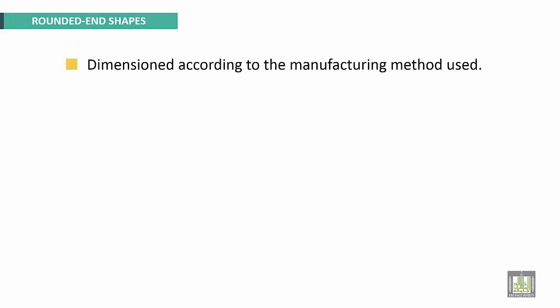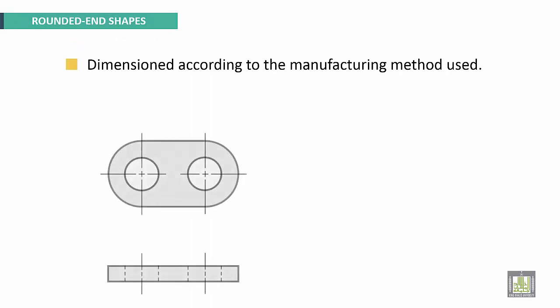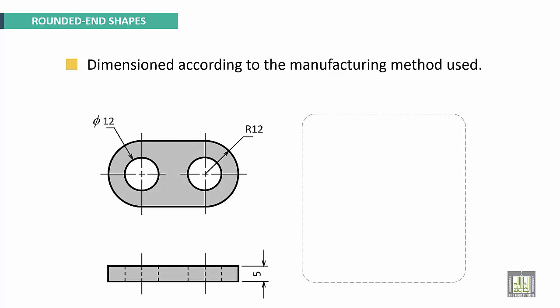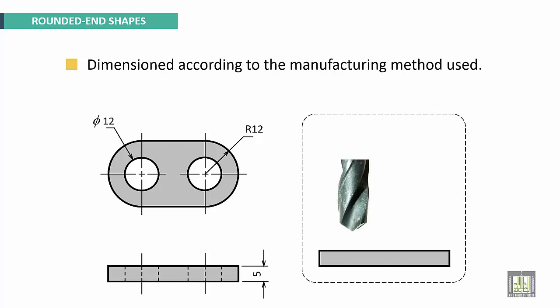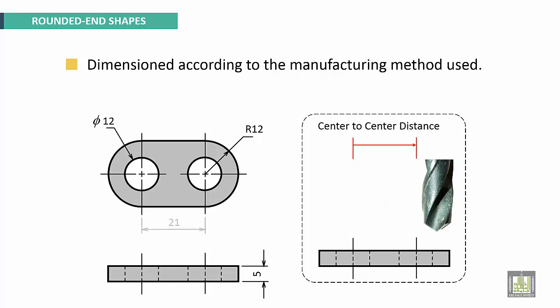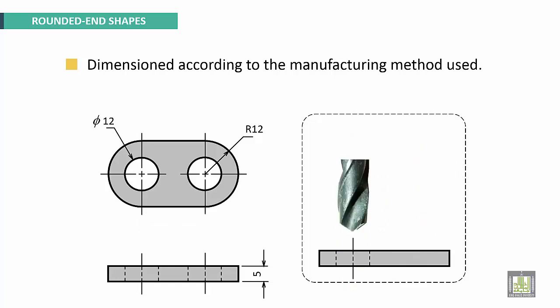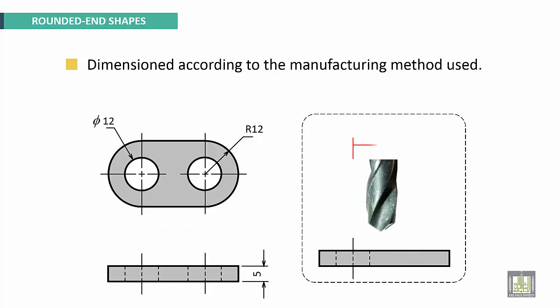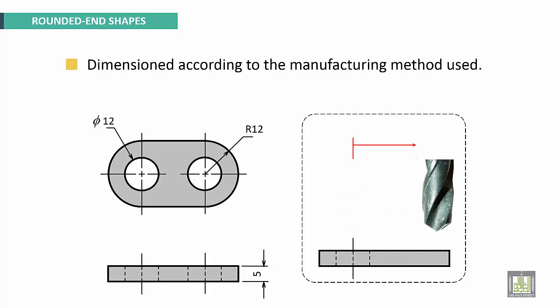Round end shapes. Dimension it according to the manufacturing method used. Here, for example, with these local notes, okay, and dimension, these holes should be drilled. First hole here, and second hole. We have to specify center to center distance.